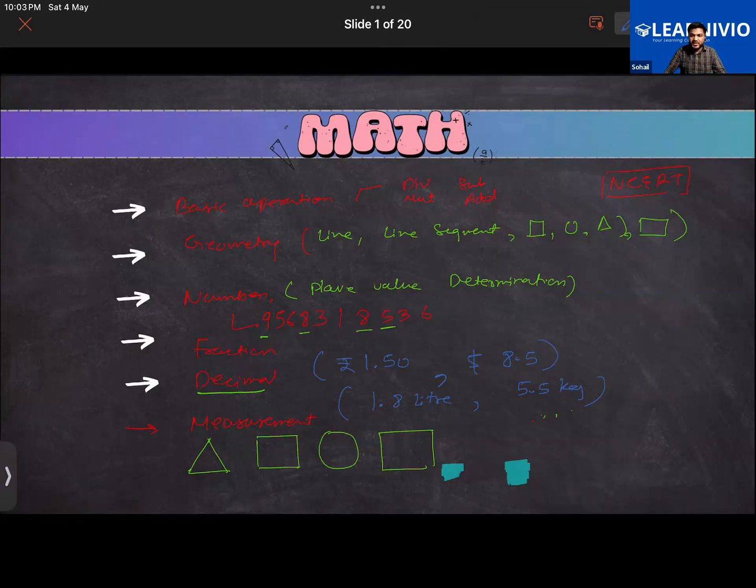For example, let's say that you want to purchase tiles for your room. So what would you be doing first of all? First of all, you will measure the area of your room. Let's say that the floor of your room is of square shape. Try to understand this.